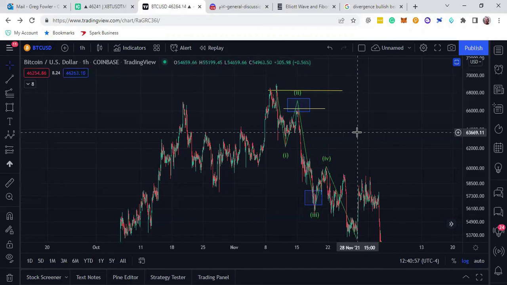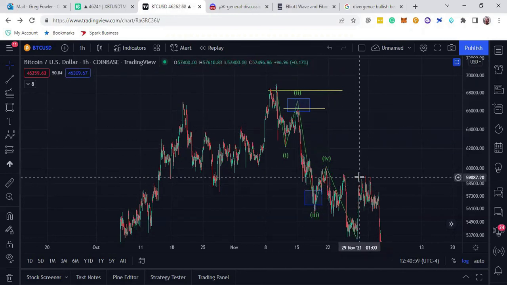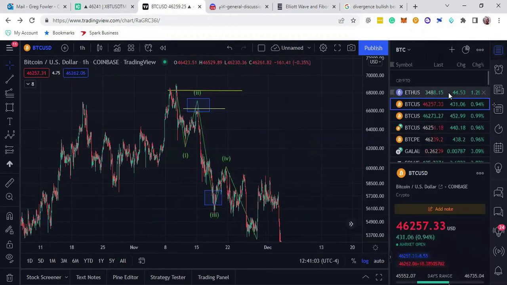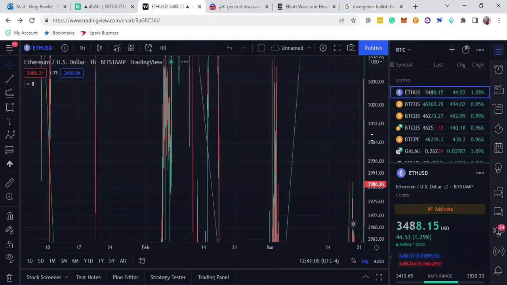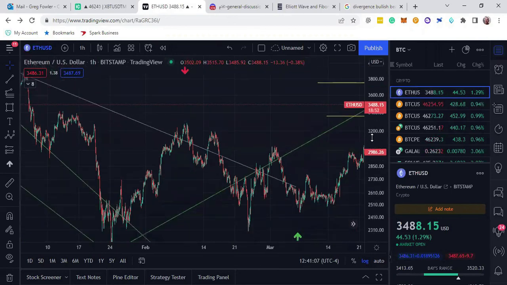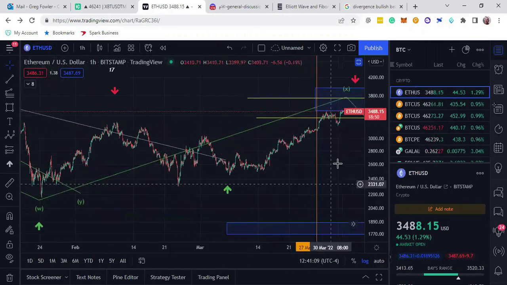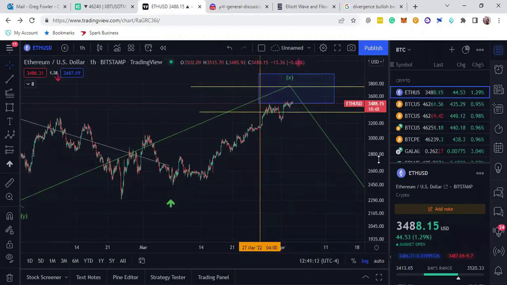All right, I'm going to go into this, this is BTC, and go over some other coins as an example. Briefly, let's go into ETH and see if there are any opportunities on ETH.